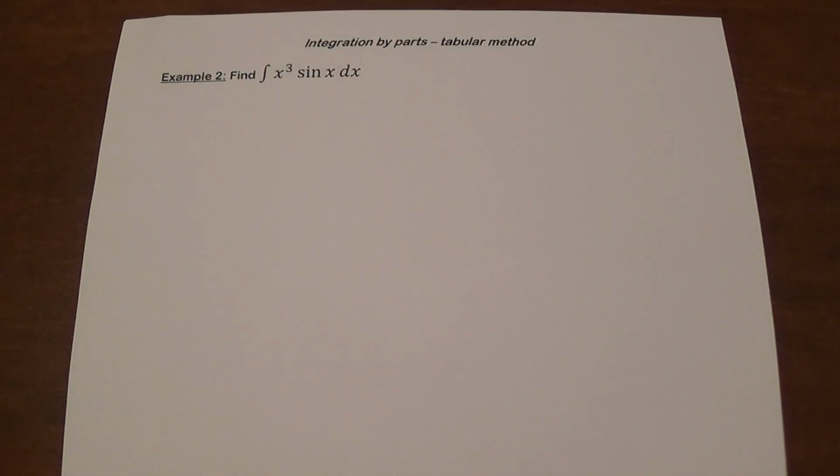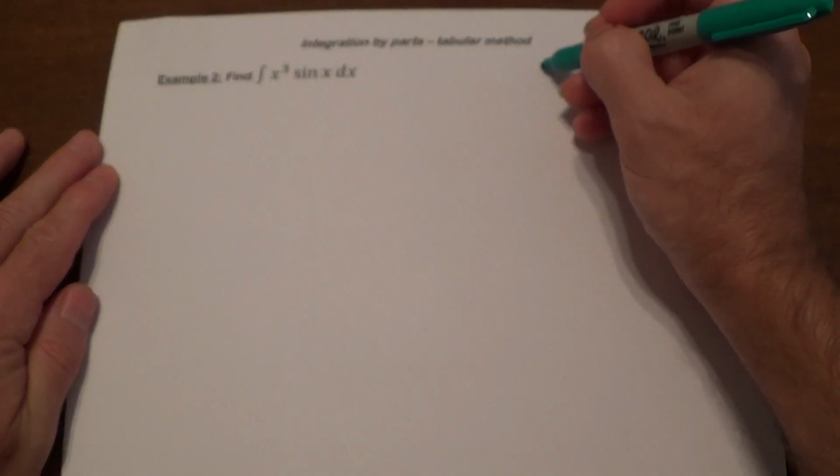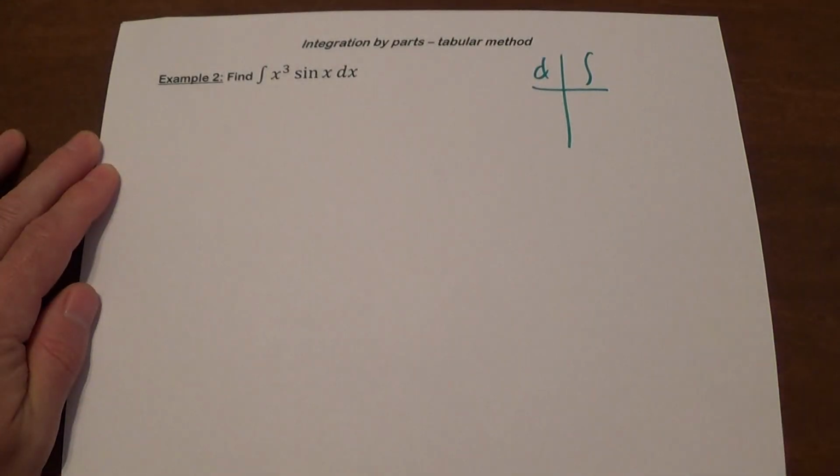So this example here is x cubed times sin x. Here's a problem if you want to use just integration by parts. Because of that being x cubed, you're going to have to use integration by parts 3 times. And that's going to become quite challenging. So let's see how it's going to work with the tabular method.